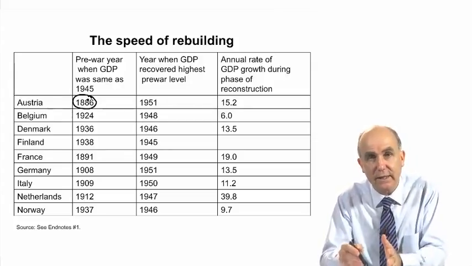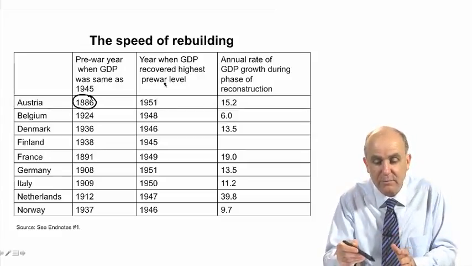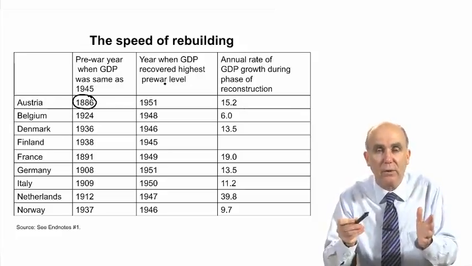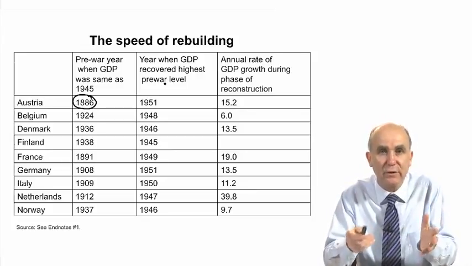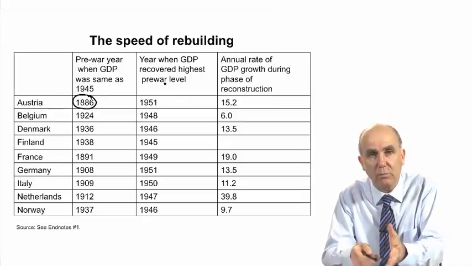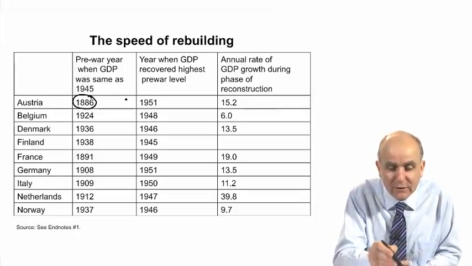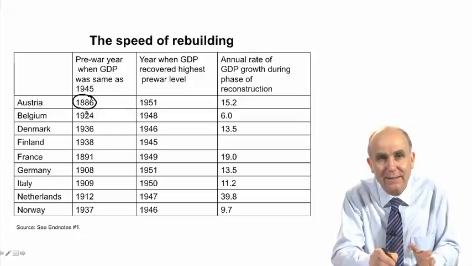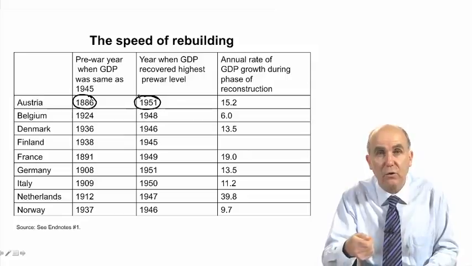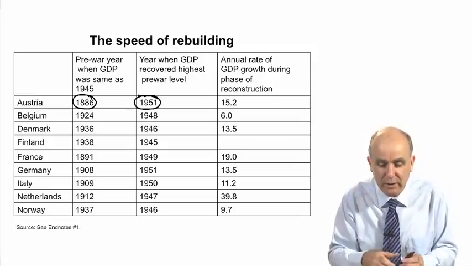The second column is a new column, and you can see that this column is about the year when GDP recovered its highest pre-war level. So prior to World War II occurring, perhaps say 1939, Austrian GDP would have been at a particular level, and this column is asking at what point after World War II did GDP get back to that level. And you can see that even though World War II had pushed Austria back 60 years in terms of its level of GDP, it only took 6 years for it to recover the losses that had occurred, or the distance by which it had been put back.